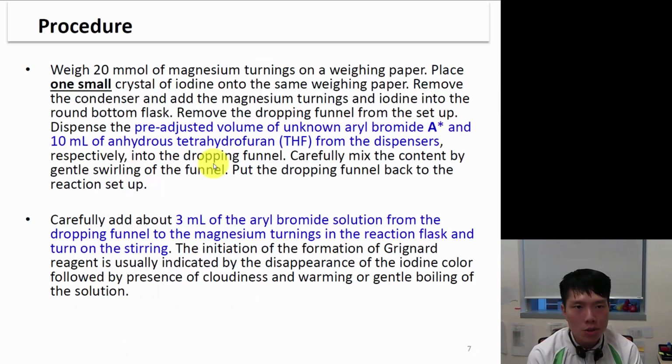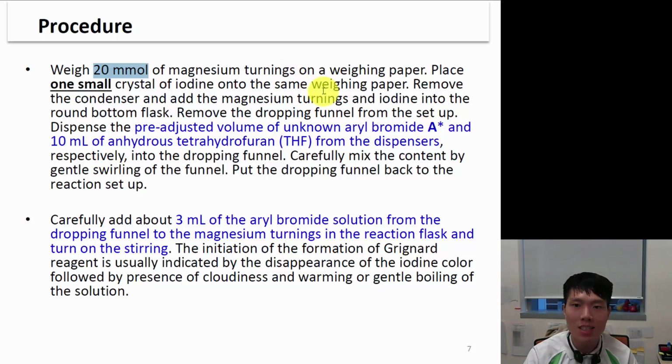And for the procedure, you gotta weigh 20 millimoles of magnesium turnings. You have to convert, using the mole concept. What is the mass you have to take, because the weighing balance is not going to give you in mole. You have to use a weighing paper, then place one small tiny crystal of iodine onto the same weighing paper. Okay, you can read it yourself.